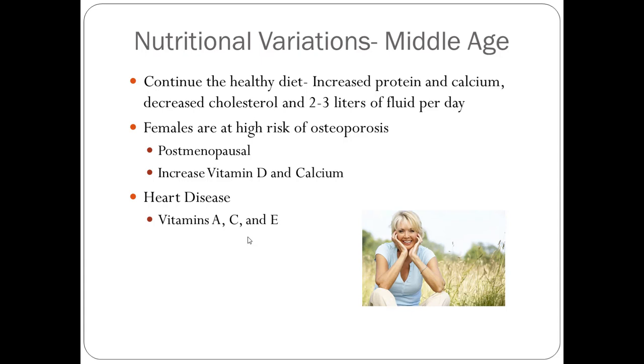Middle age, continue to encourage them to have a healthy diet. They still need the increased protein and calcium. Teach them to have a decreased cholesterol and to drink 2 to 3 liters of water a day. Females in this age group are generally postmenopausal, so they're at a high risk of osteoporosis. So we can really teach them to intake vitamin D and calcium, whether they're drinking milk or taking a pill as a supplement. So this age group is also at risk for heart disease, so we want to just encourage the vitamins A, C, and E.